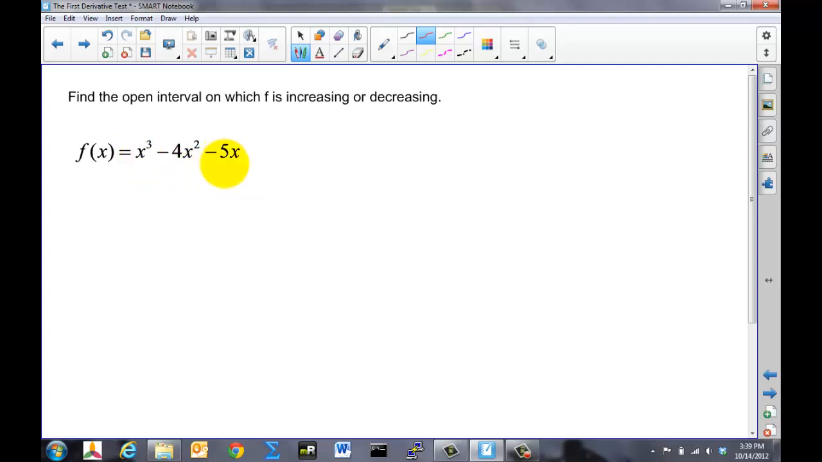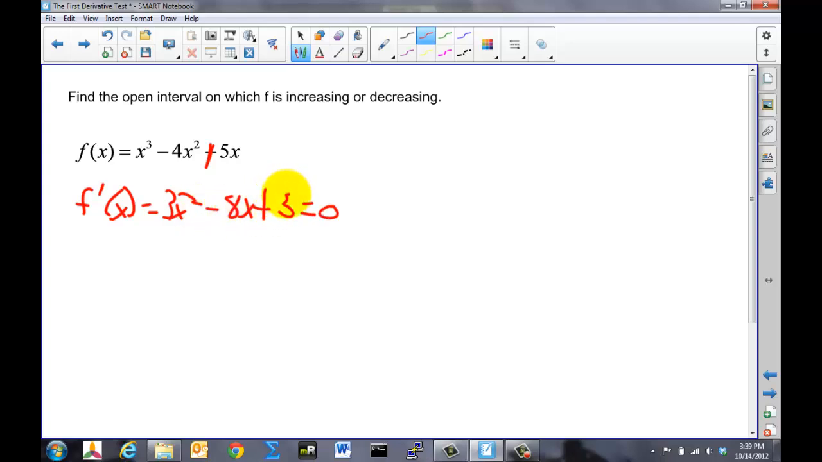Okay, find the open interval on which f is increasing or decreasing. First thing we need to do is make this problem a little easier. I made a mistake in creating it, and the last term needs to be a positive 5x to make it easier for us to work with here. Now, if we're going to find the open interval on which it's increasing or decreasing, we're going to find the derivative, which is 3x squared minus 8x plus 5, and set it equal to 0.